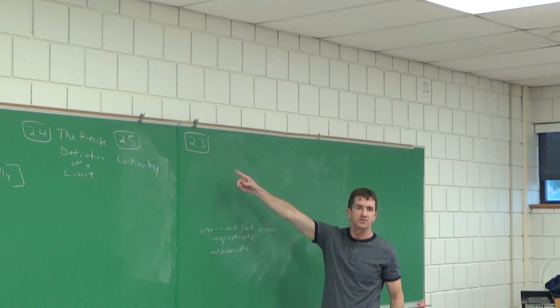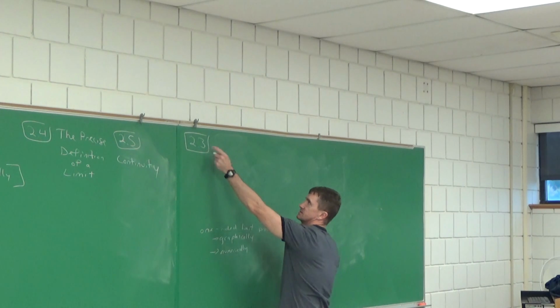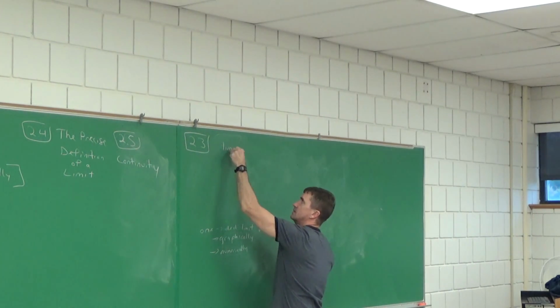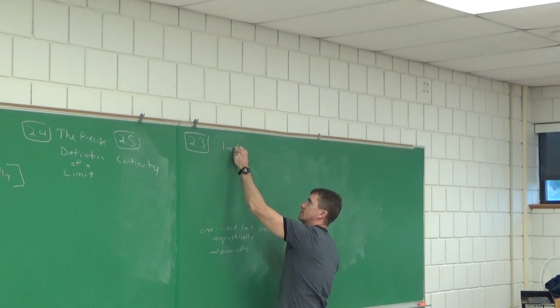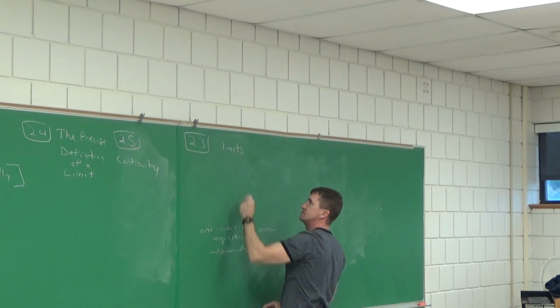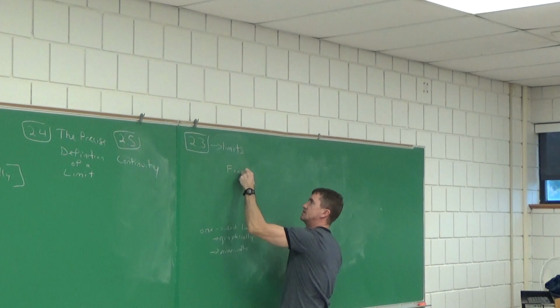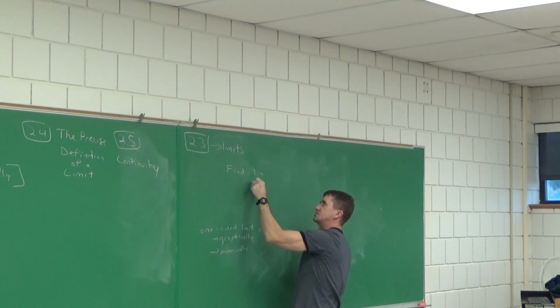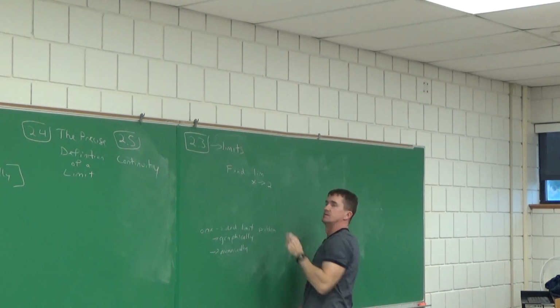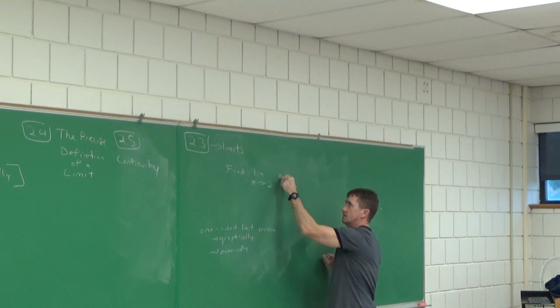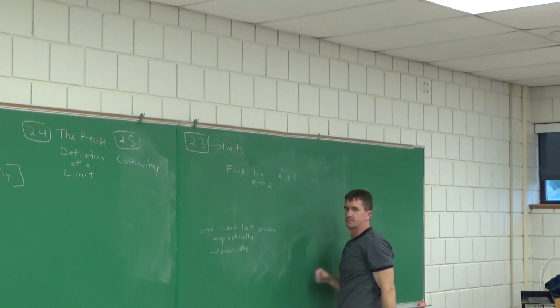But what if you got these two-sided limit questions, like this? I'm going to start out. 2.3. We're going to do a limit problem. All right, when you have to find the limit as x approaches 2 of x squared plus 3.